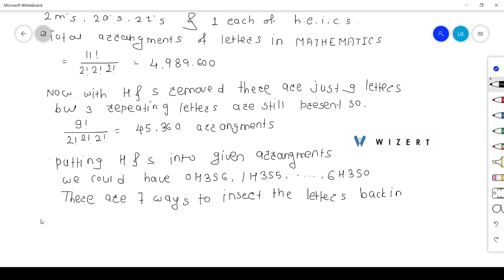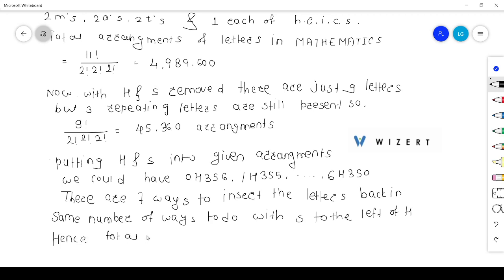Same number of ways to do with S to the left of H. Means like this. Here will be S and here will be H.